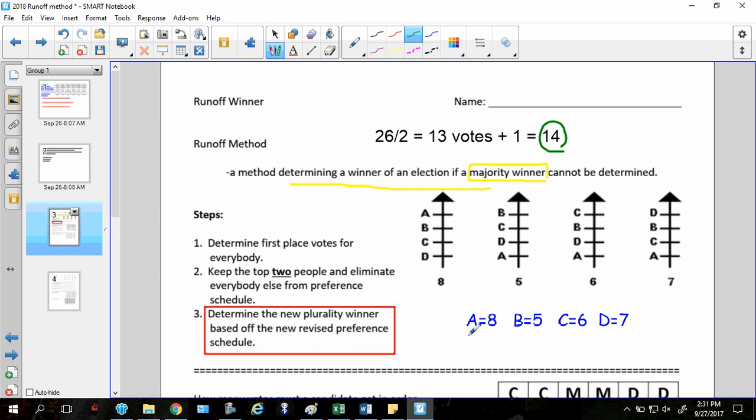Now, if you notice, A is our plurality winner. He does not have 14, so a majority winner has not been determined. So what we have to do is create a runoff.